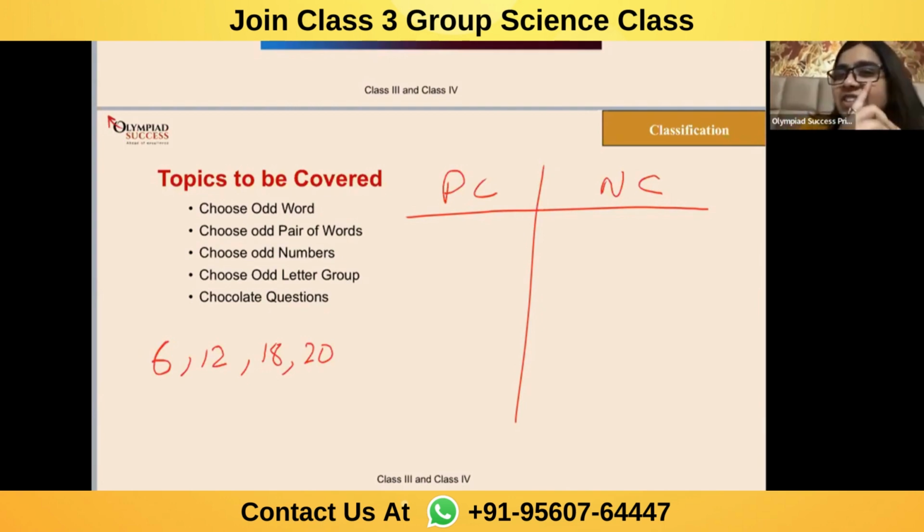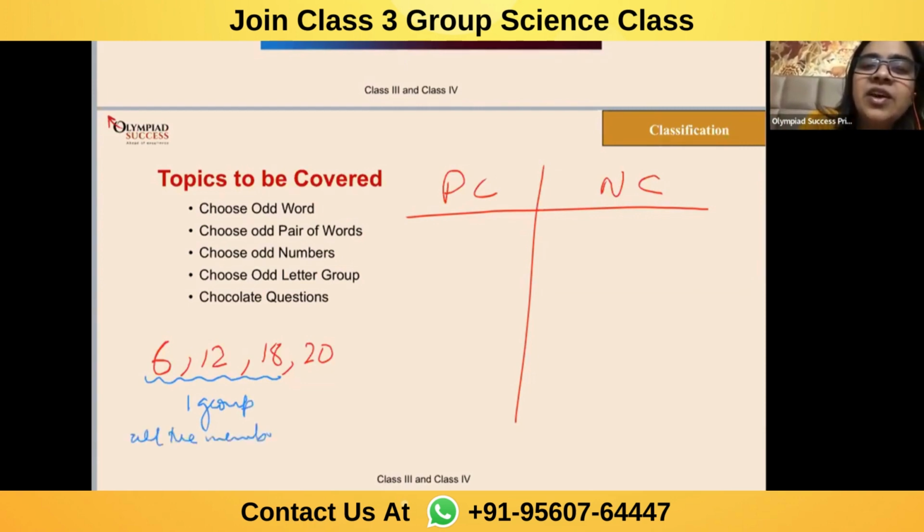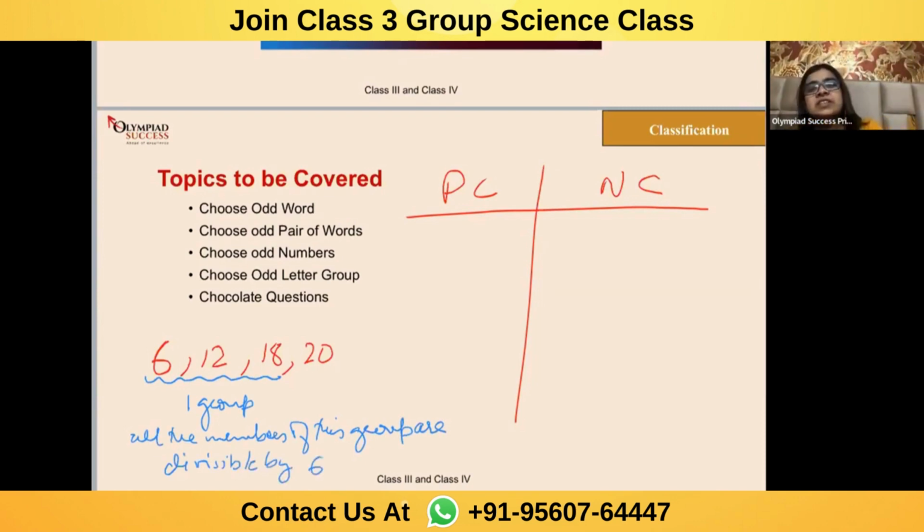Listen, I'll tell you why I changed my question. This is one group. Why is it one group? Because all the members of this group are divisible by 3 also, 6 also. All are divisible by 6. But 20 is the odd one out because it is not divisible by 6.